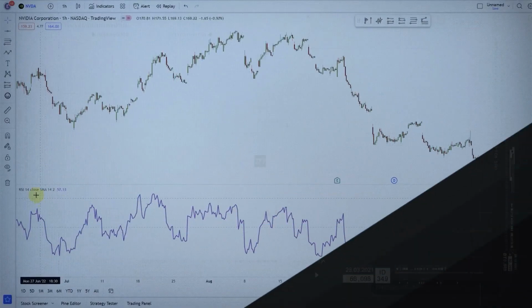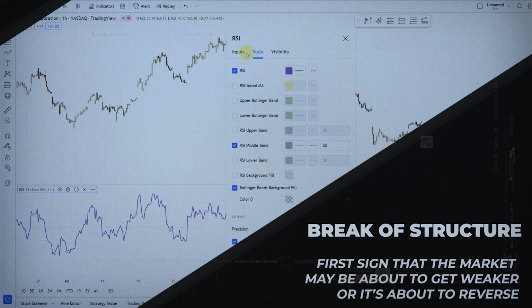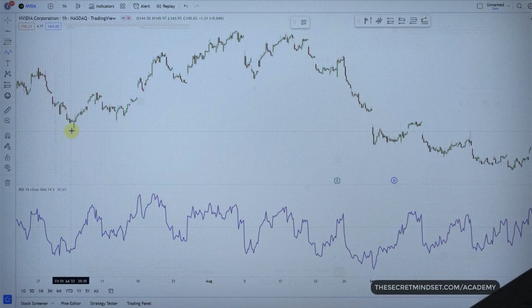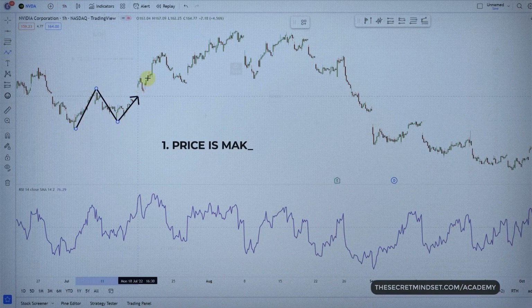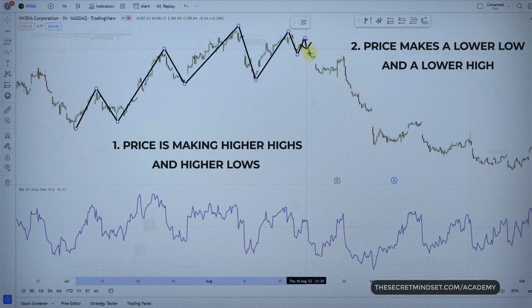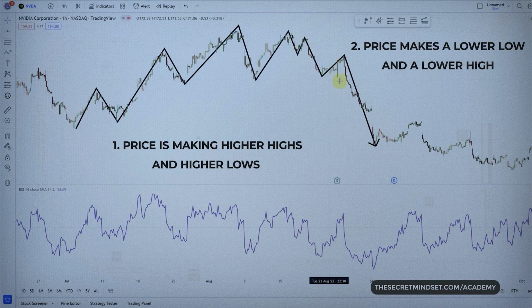A break of structure is the first sign that the market may be about to get weaker or it's about to reverse. For example, in an uptrend, with price making higher highs and higher lows, if you see a break of structure, meaning if you see that price makes a lower low and a lower high, well, this could tell you that this trend could be weakening or it could reverse.